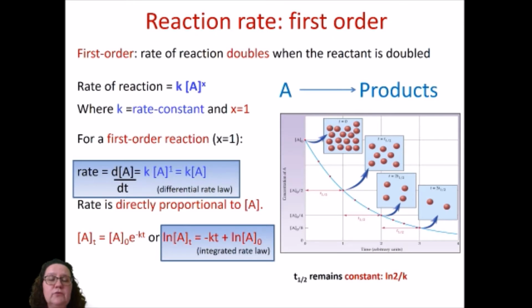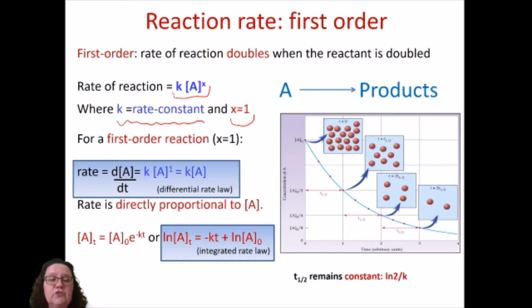In a first order reaction, the rate of reaction is proportional to the concentration of the reagent. The rate of reaction will double when the concentration of reagent is doubled. So if we express the rate of reaction as k times the concentration of the reagent A to the power of x, for a first order reaction, x equals 1. k is what we call the rate constant and is particular to particular reactions.